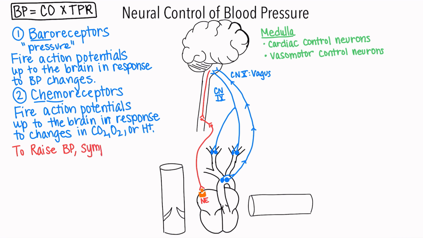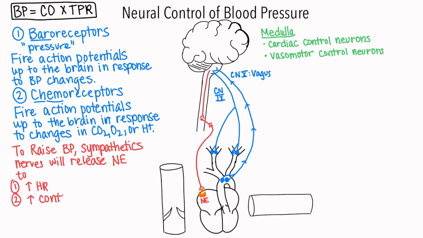Sympathetic nerves will release norepinephrine to, number one, increase heart rate and force of contraction. I'll put contractility. That's how hard it's beating. Okay, and that's what is going to happen with this first example I gave you. But that's not all that's going to happen. The blood vessels will also be constricted.